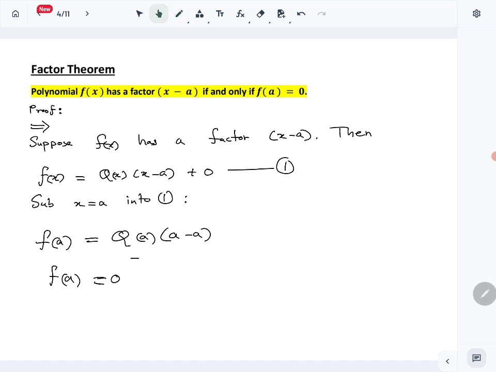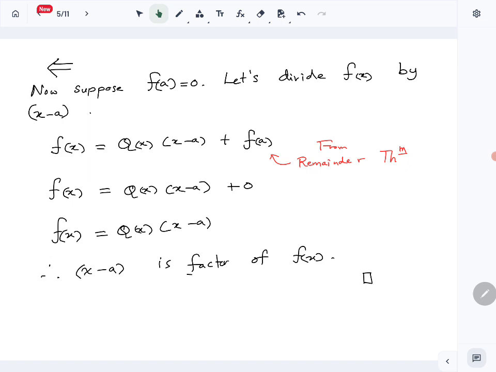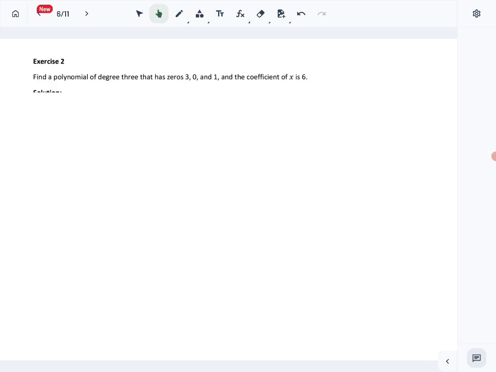So this theorem says what? If f(x) has a factor x minus a, f of a is going to be 0, okay? And if f of a is 0, you know x minus a is a factor of the polynomial, right? So let's do some examples to illustrate this, right?